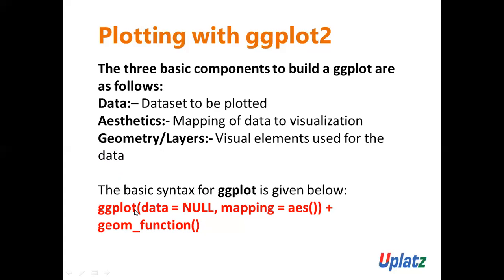So you need to use the function ggplot. Inside that you need to write data is equal to whatever data you want to use. And then mapping is equal to aes, aesthetics, plus geom underscore function. This is just a syntax so that you come to know how you can use the ggplot function. Don't get confused here, because we are going to see how exactly you can use this function to create a plot. Just remember, inside the ggplot you first need to pass the data, then the mapping is equal to aesthetics, and plus the geom function.